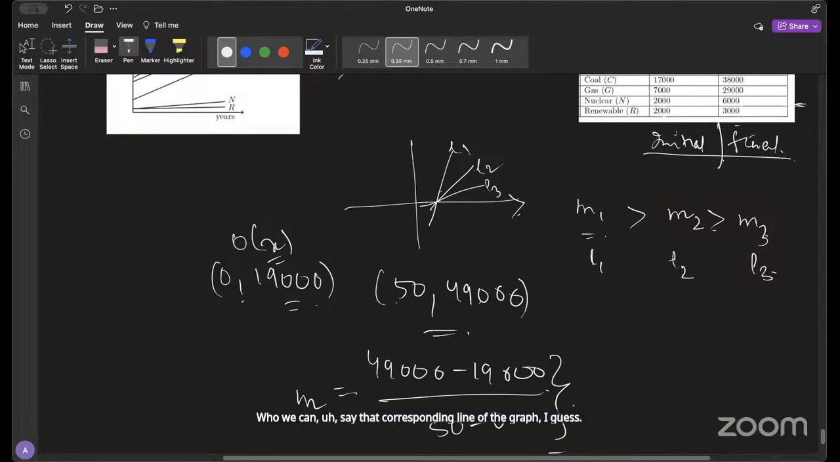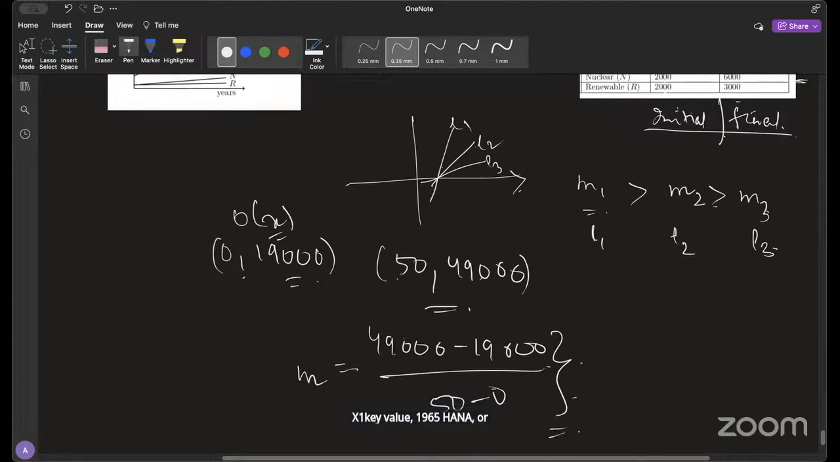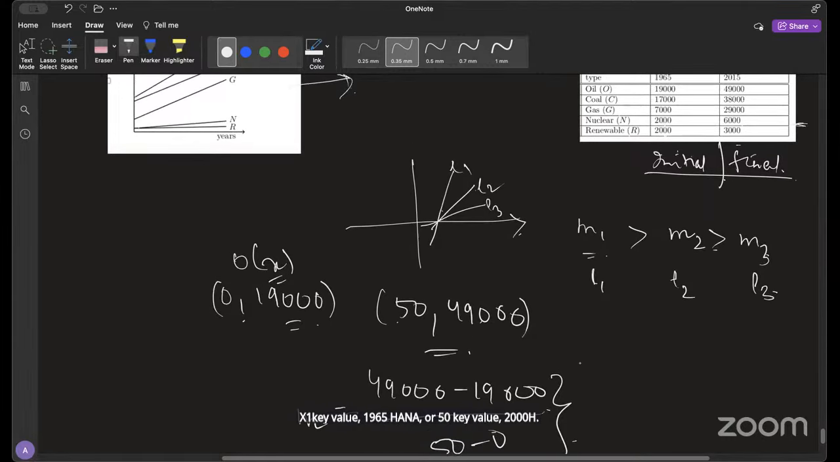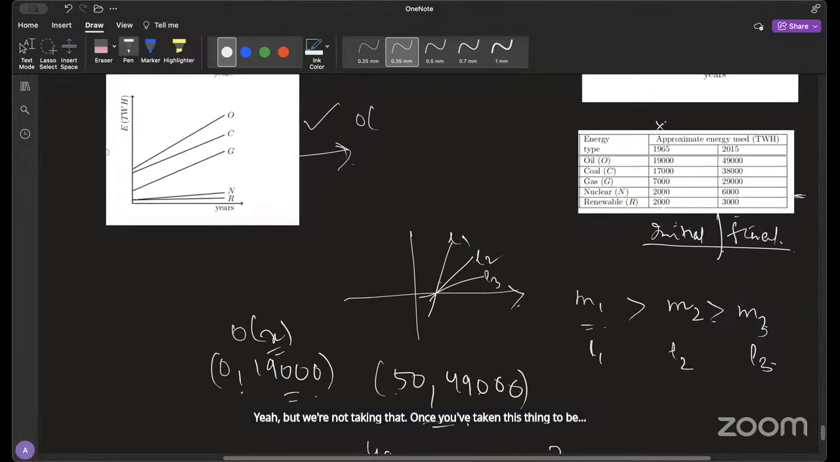So ma'am, here the x1 value is 1965, and the other value is 2000, 2015. Am I correct? Yeah, but we're not taking that. Once you've taken this column to be x equals 0 and this column to be x equals 50, you can just forget about 2015 and 1965. They're not actually needed.